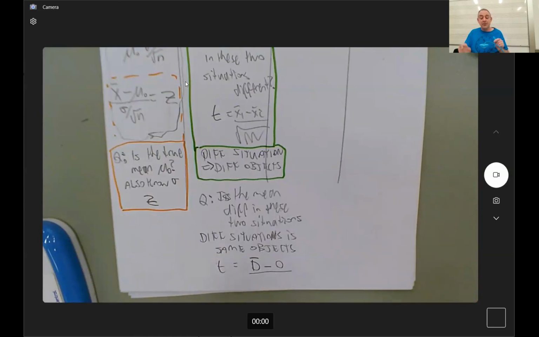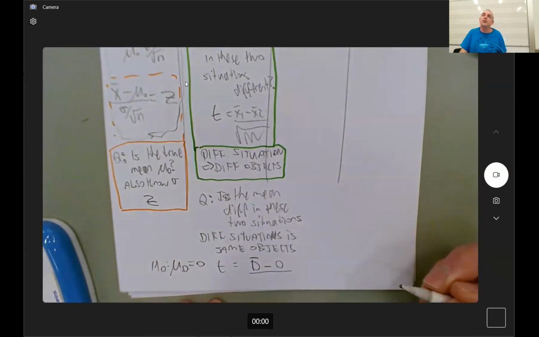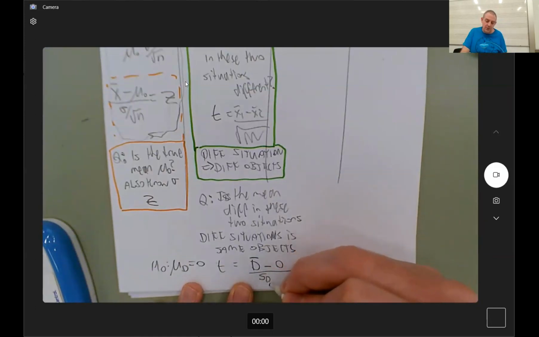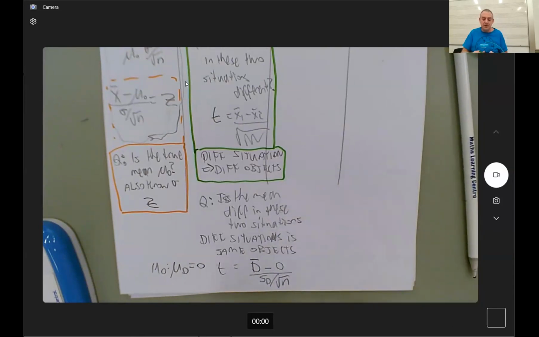So you calculate the difference for every pair of objects and go, well, if the mean is not different in these two situations, then I'm really going to put this H naught, the mu of the D is 0. That's normally how it's written. And you have the standard deviation of the Ds on root N. And that's the matched pair situation.